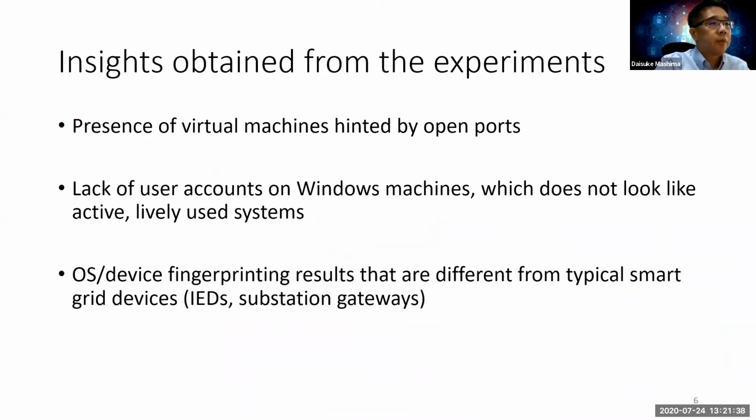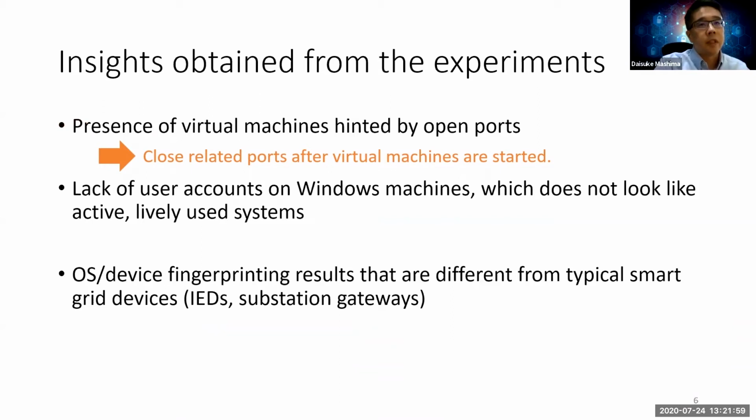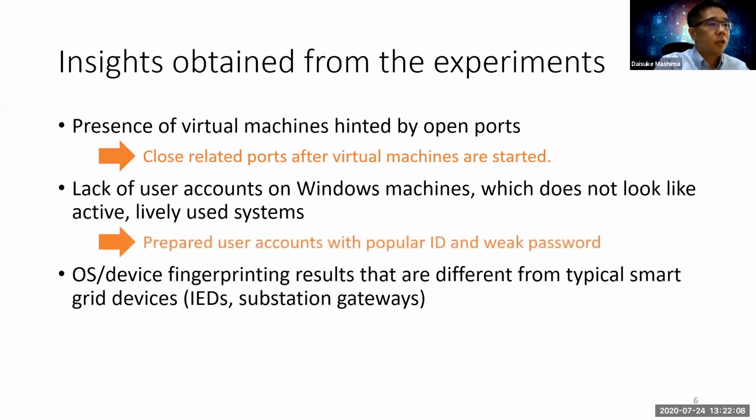Through the experiment, we identified a couple of issues we need to improve. The first one is the presence of virtual machines hinted at by the network open ports. To address this, we close the related ports after all the virtual machines are started. The second issue is a lack of live user accounts on the Windows machines. Attackers sometimes exploit existing user accounts to compromise a server. So we prepared dummy user accounts with popular user IDs such as admin and weak passwords. The third issue is that our virtual implementation of the smart grid devices exhibited a totally different OS device fingerprint when scanned by an Nmap-like tool. We will discuss a solution to this issue in the next slide.